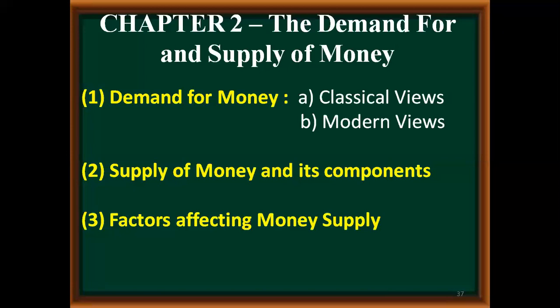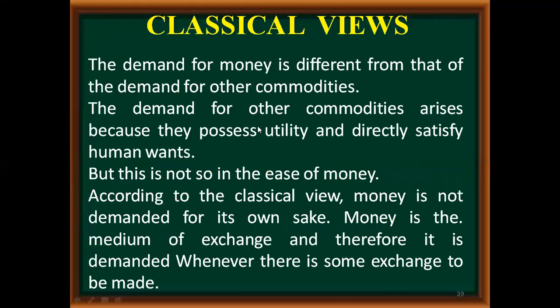Now, first of all, we have to understand why money is demanded, or what is the purpose for demanding money. One thing that we have to remember is that demand for money is different from demand for other commodities. Other commodities are demanded because they possess utility to satisfy human wants, whereas it is not the case with money.